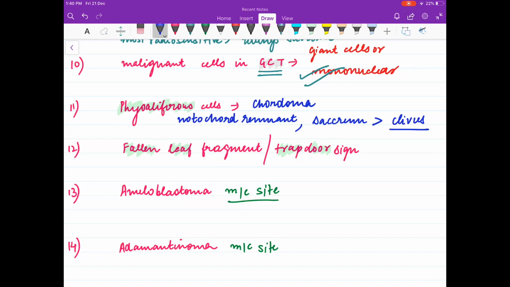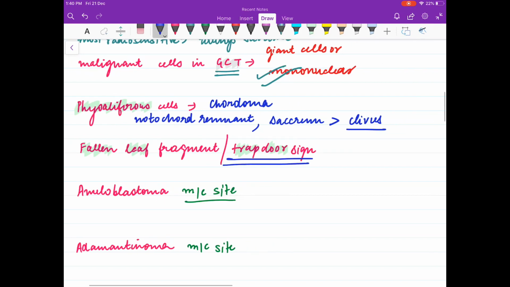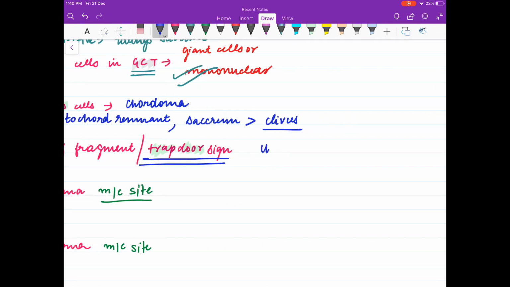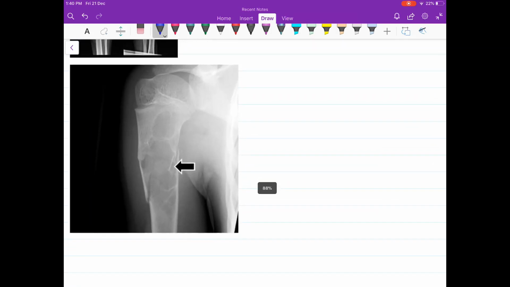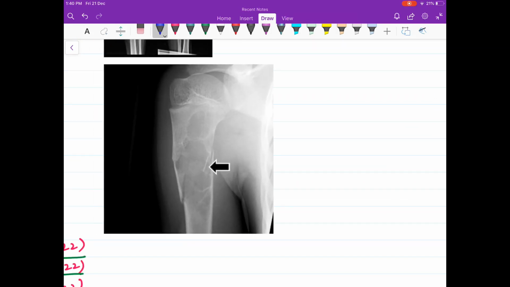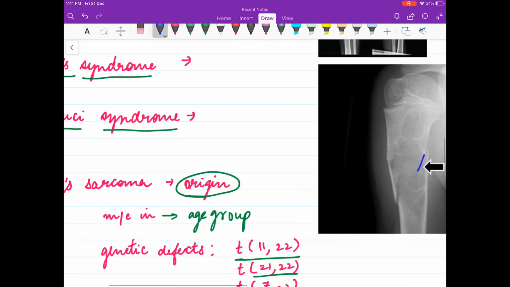Fallen leaf fragment or trapdoor sign is seen in unicameral bone cyst. It is common in the first decade of life. This is how a unicameral bone cyst looks like. Trapdoor or fallen leaf sign.